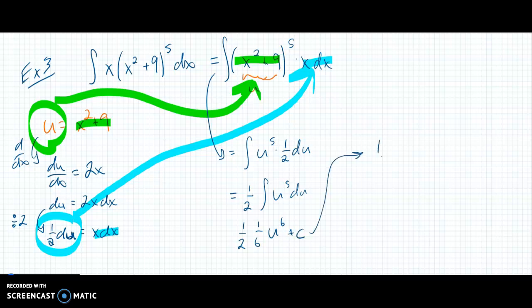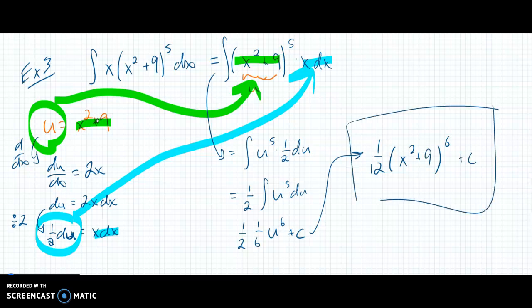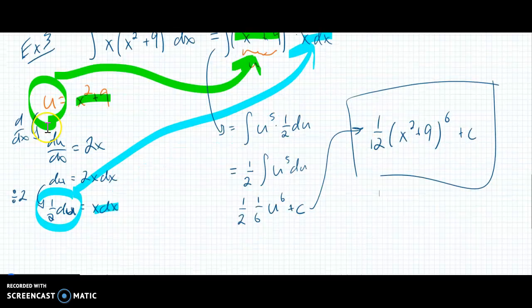So if I simplify that, I get 1 over 12, and then I'm going to go open parentheses, close, to the sixth. And then I got to figure out what u was. Oh, it was this guy, x squared plus 9. So (x squared plus 9) to the sixth plus a constant. Bam. Hopefully you're starting to feel good with this. So let's do another one.